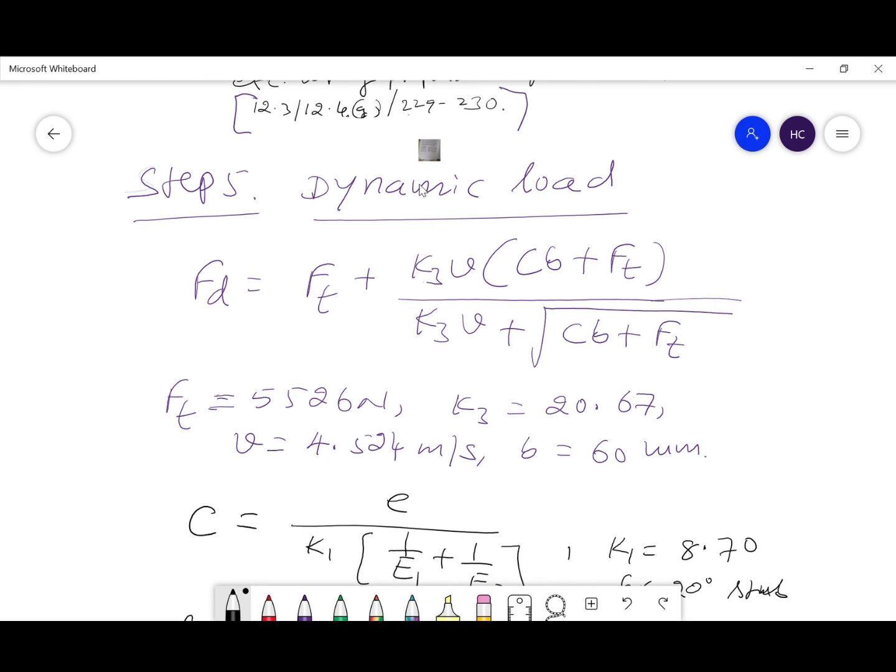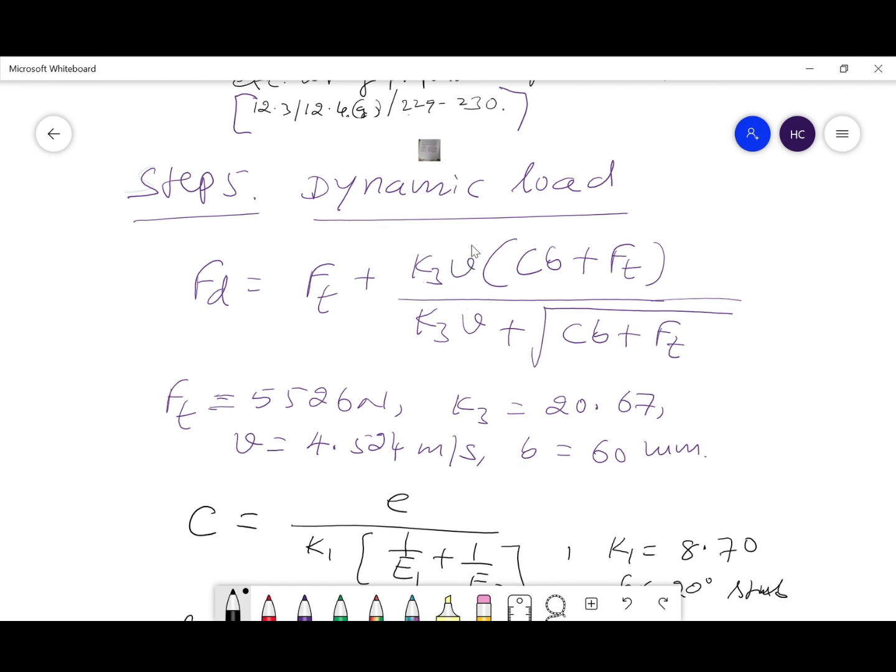Next, step 5, dynamic load. Dynamic load Fd is given by Fd is equal to Ft plus K3V into C into B plus Ft divided by K3V plus square root of C into B plus Ft. So Ft is tangential force, that is 5526 Newton. K3 is 20.67 in SI units. V is 4.524 meter per second.